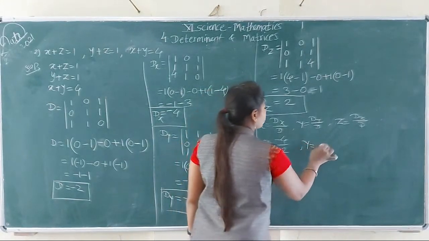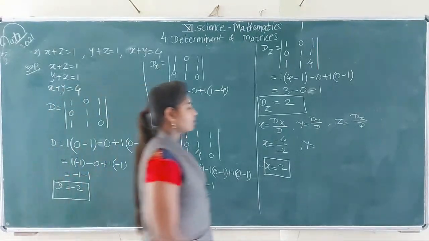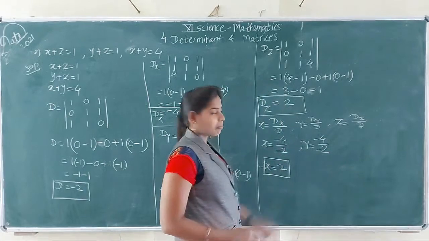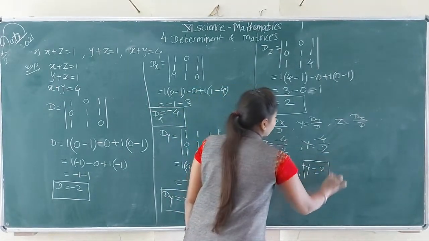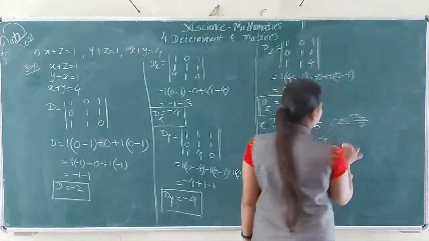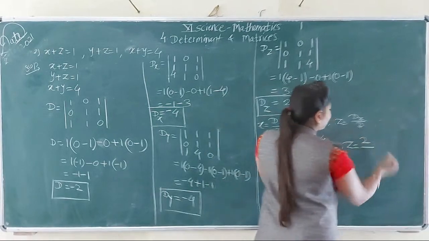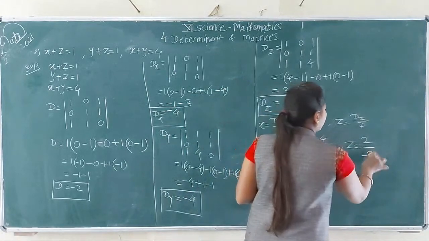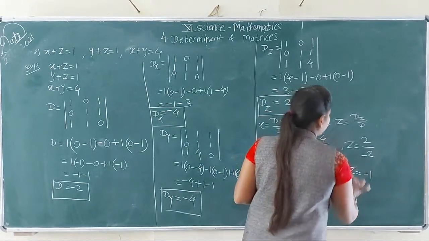Then y is equals to, what is dy? Dy is again minus 4. That is minus 4 upon minus 2. Again minus minus becomes plus and 2 to the 4. So y is equals to 2. And z is equals to dz upon d. Dz is 2 and d is minus 2. Again 2 gets cancelled and minus 1 is written as it is.